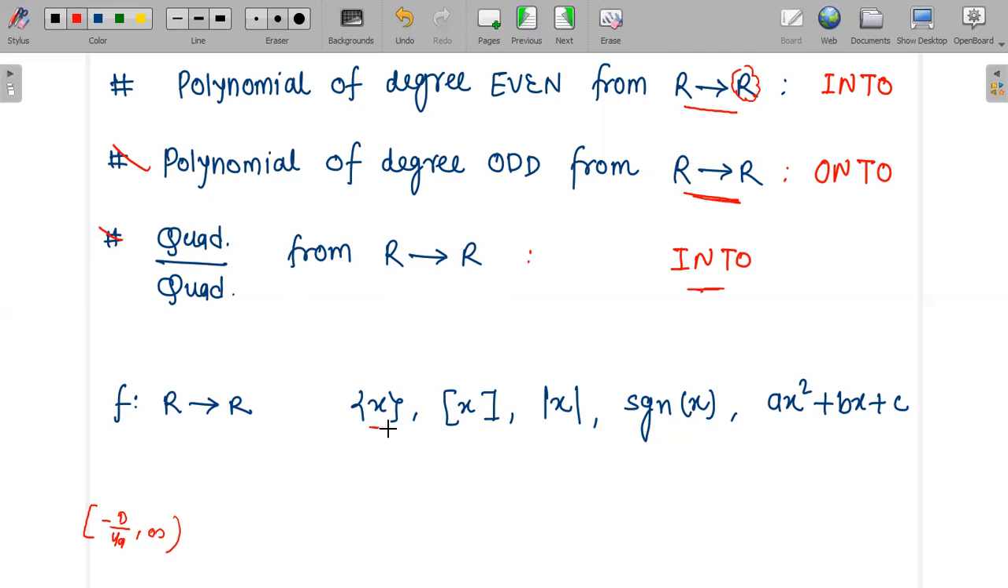Apart from these two points, if from function R to R, fractional part of x, greatest integer of x, mod x, even signum x is concerned, then none of these functions will be onto, because these kinds of functions have certain limitations based on the output. Fractional part of x gives values from 0 to 1. Greatest integer will only entertain integral values, whereas mod function will give values from 0 to infinity only. Signum function will either give you positive 1, negative 1, or 0 only. So for R to R, these functions are not onto.